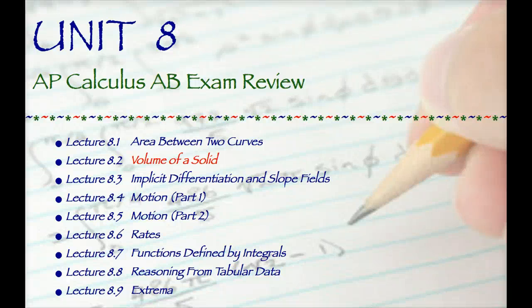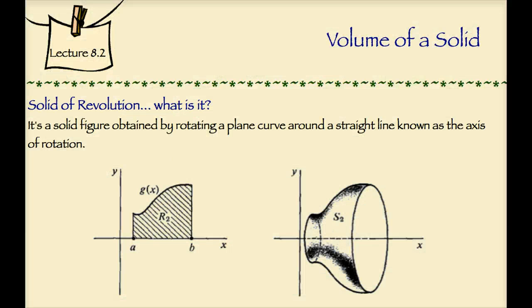Our review topic today, volume of a solid. Let's start with a solid of revolution. What is it? It's a solid figure obtained by rotating a plane curve around a straight line known as the axis of rotation. Here is the curve and here is the axis of rotation. Notice the area that is formed between that curve and the axis of rotation. Rotating it around the x-axis generates this solid of revolution.